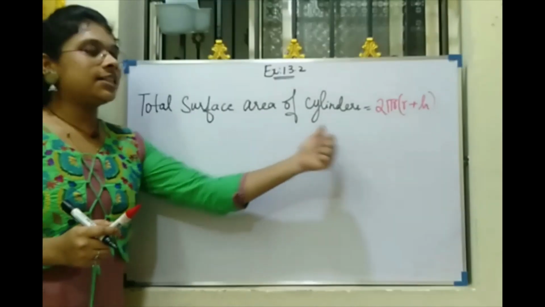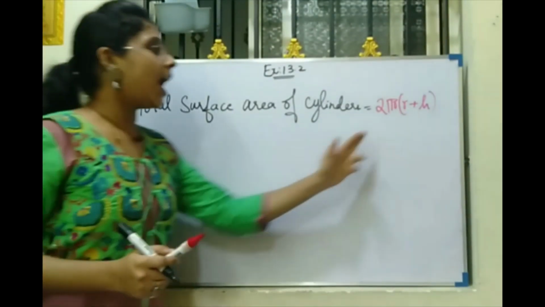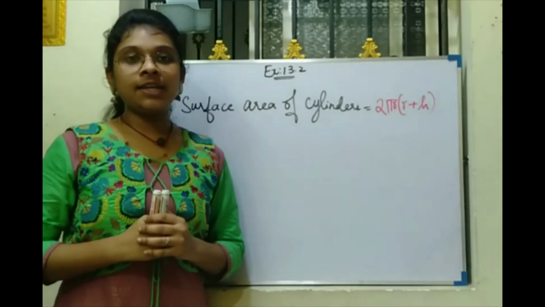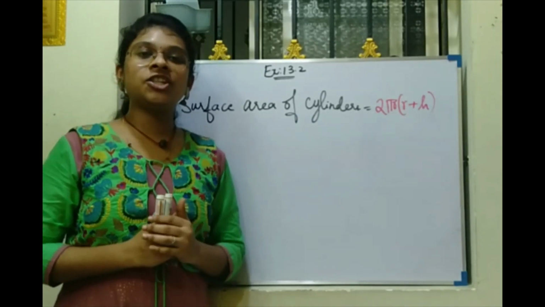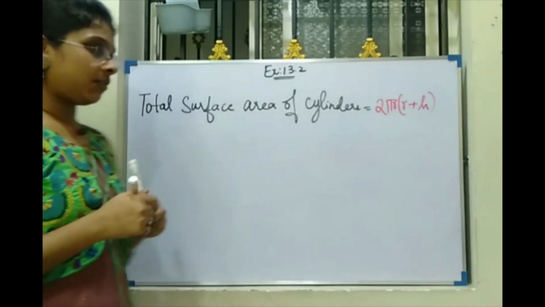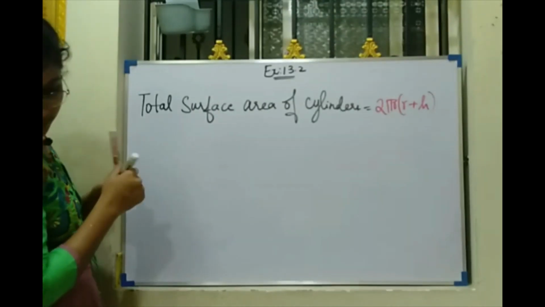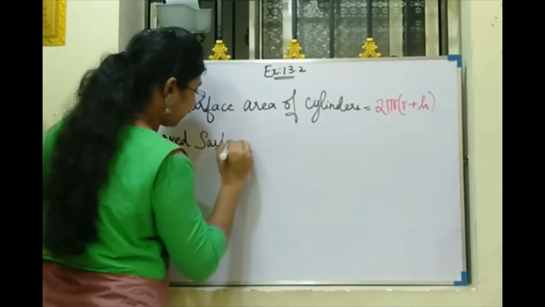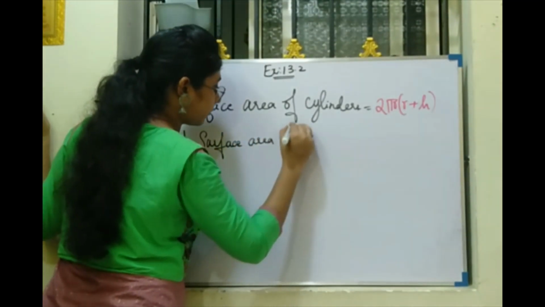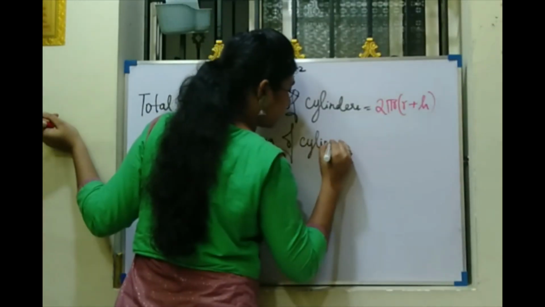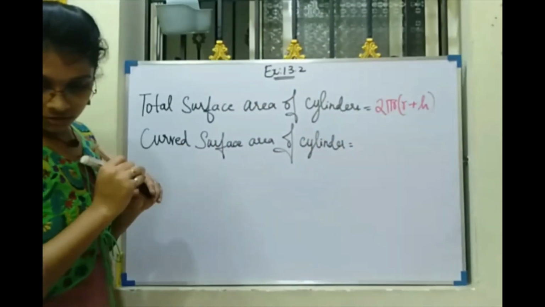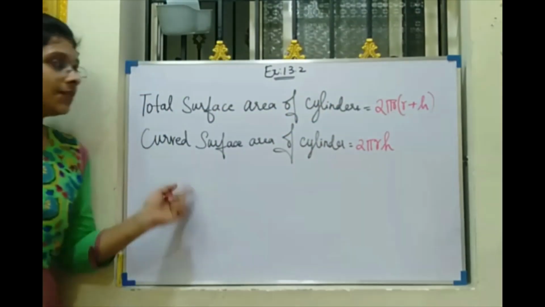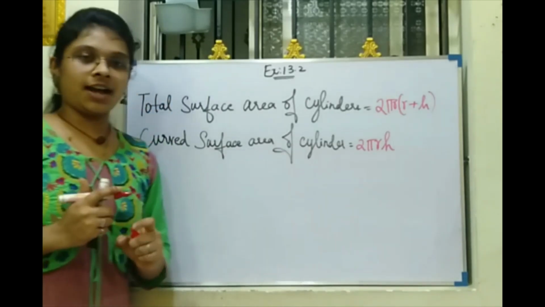Total surface area of cylinder is equal to 2 pi r into r plus h. Here r refers to radius of the cylinder and h refers to height of the cylinder. The value of pi is 22 by 7 unless in the question it is given 3.14. Curved surface area of cylinder is equal to 2 pi rh.